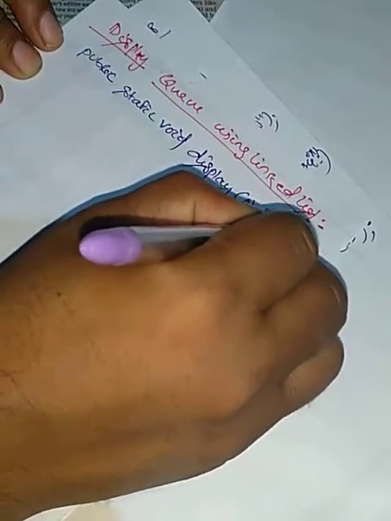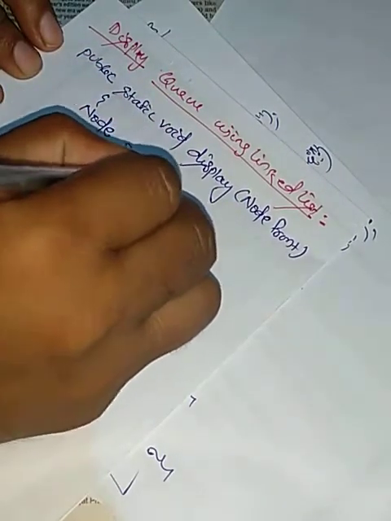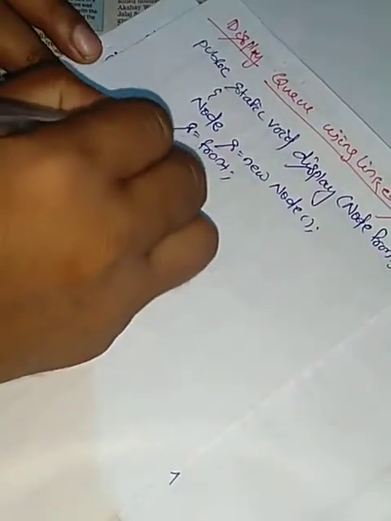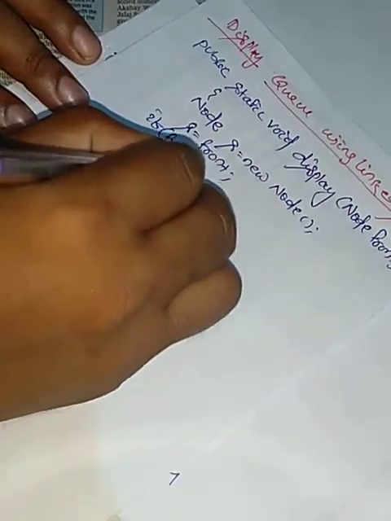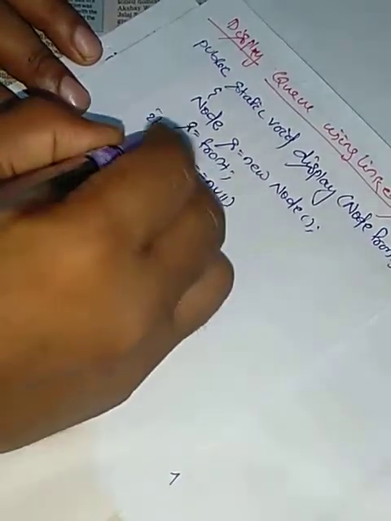So we'll follow public static void display(node front). Node s is equal to new node, let's say we have created, s is equal to front. Okay, so we'll check whether the list is empty or not. If front equal to null, that means it is empty.